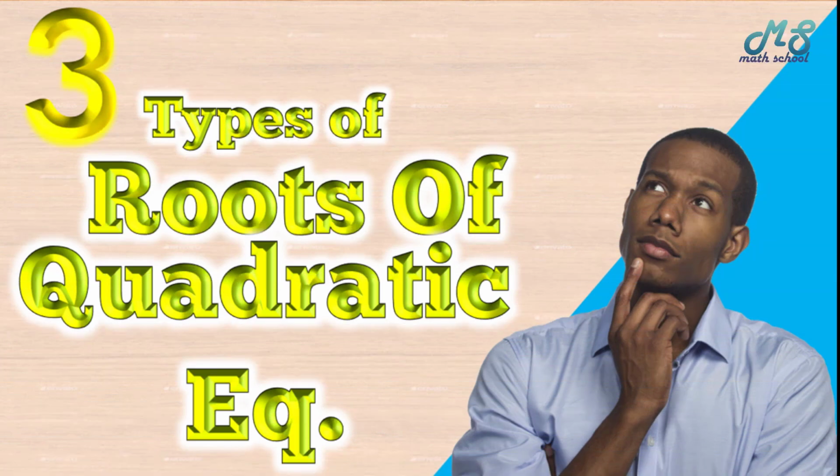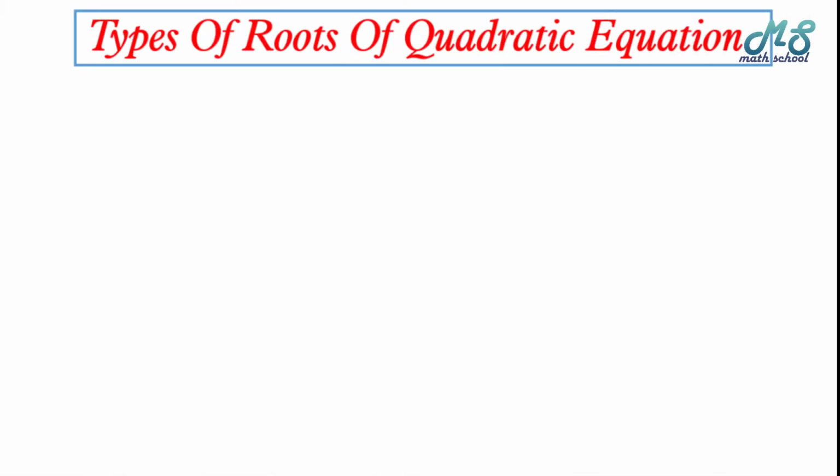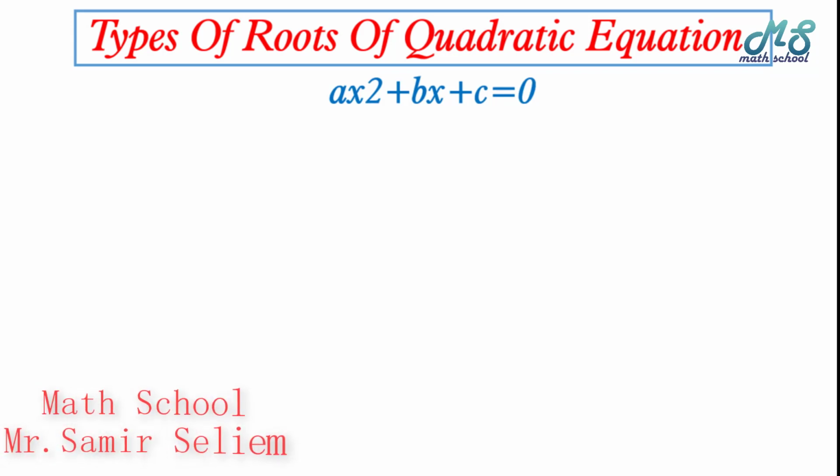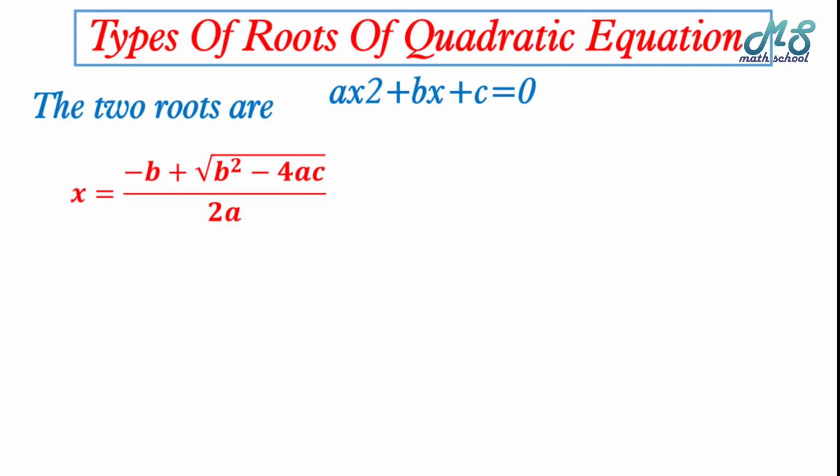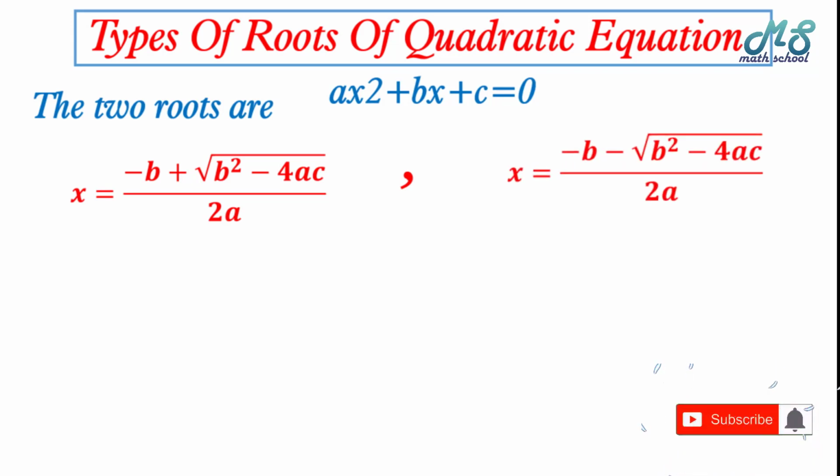Welcome back. Today we will study types of roots of quadratic equation. Let's start. Types of roots of quadratic equation. We studied before the quadratic equation ax squared plus bx plus c equals 0. This is a general formula. We have two roots. The first one, x equals negative b plus root b squared minus 4ac over 2a. The second root, guys, x equals negative b minus root b squared minus 4ac over 2a.